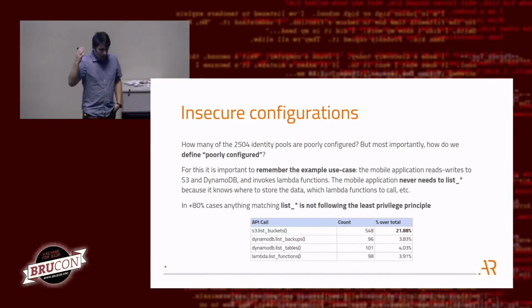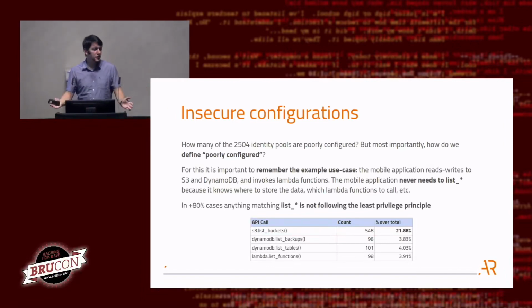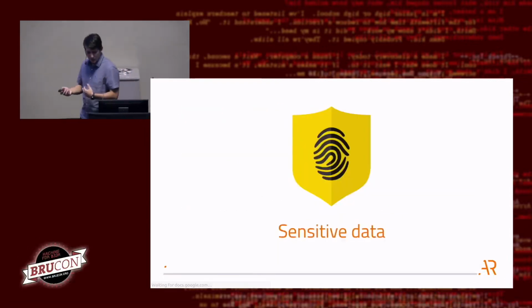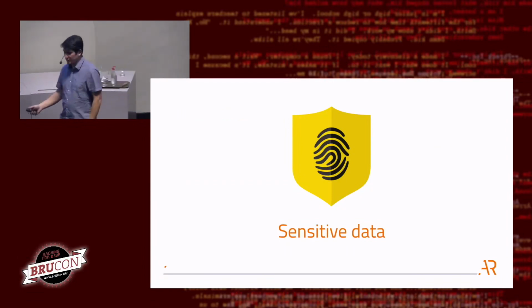So this result is telling me that 20% of developers, at least 20% of developers, are misconfiguring AWS Cognito. They are assigning more privileges than needed by the application. And with those permissions, attackers can do really bad things.